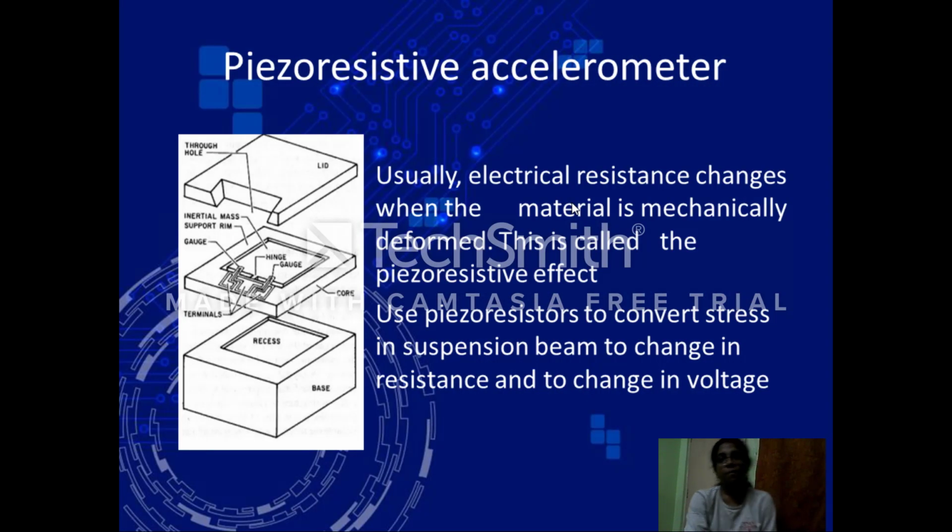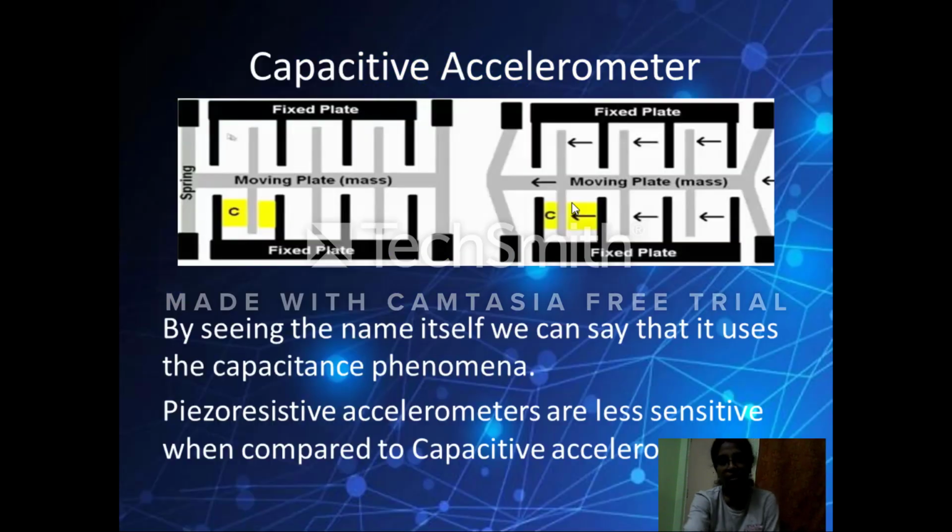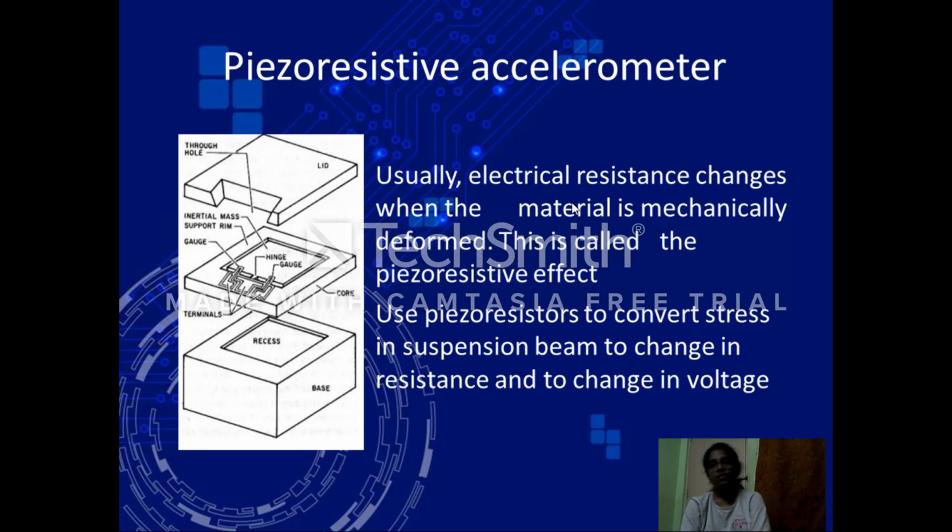So we'll go to the piezoresistive. I have mentioned a point here that piezoresistive accelerometers are less sensitive when compared to capacitive accelerometers. We actually have to discuss this point after discussing the piezoresistive accelerometer, but just keep it in mind. Now, piezoresistive accelerometers are usually used for measuring pressure. We'll just go through briefly what it is.